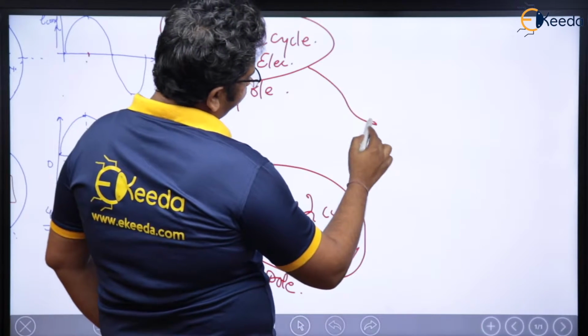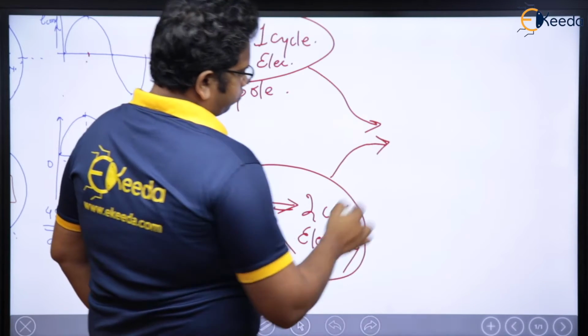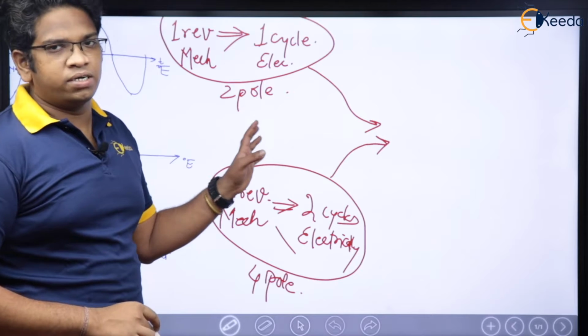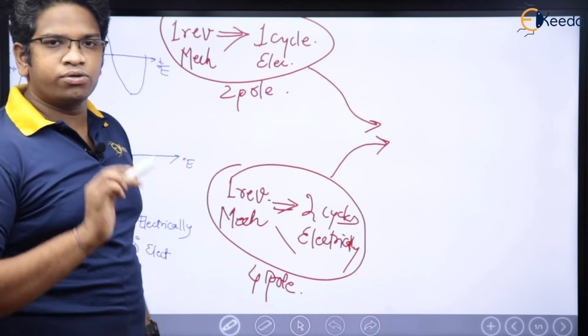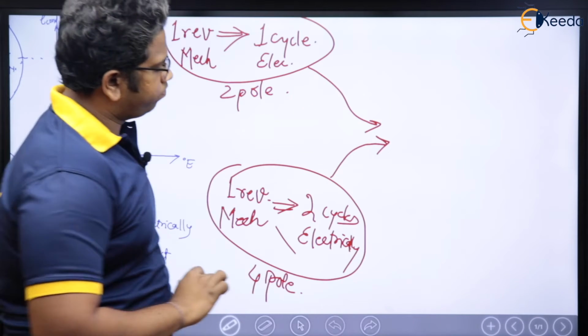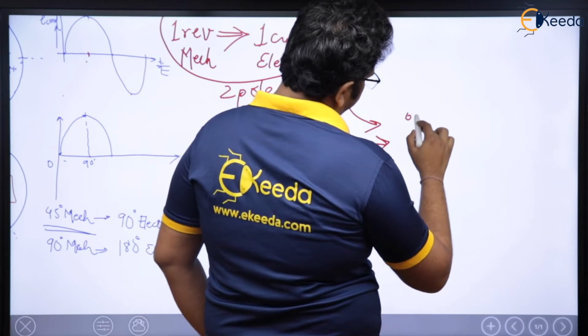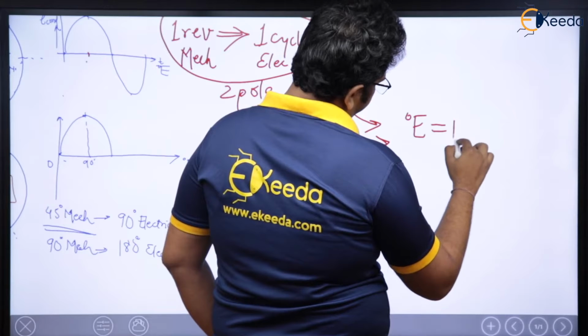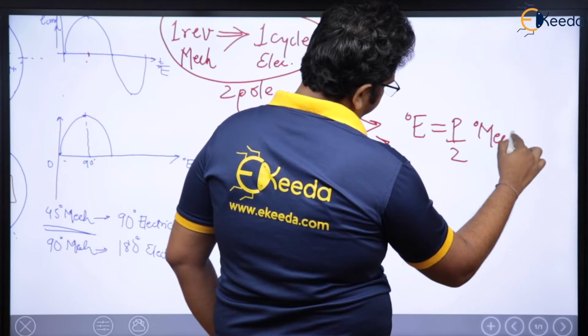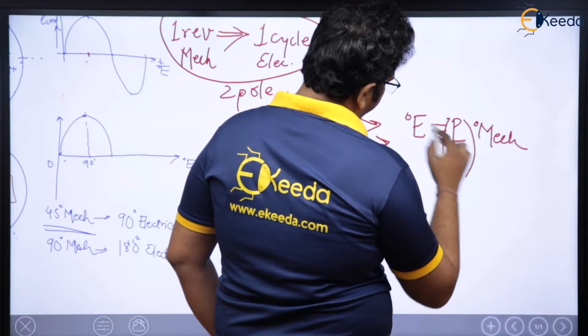If I combine these two, or by some observation, what I can understand is that degree electrical is going to be p by 2 times degree mechanical. How it is coming, I will tell you. Believe me, don't worry. See, degree electrical is equal to p by 2 times degree mechanical. Ask me, sir, but how it is possible? Why you are saying this way? Let us see. See here.